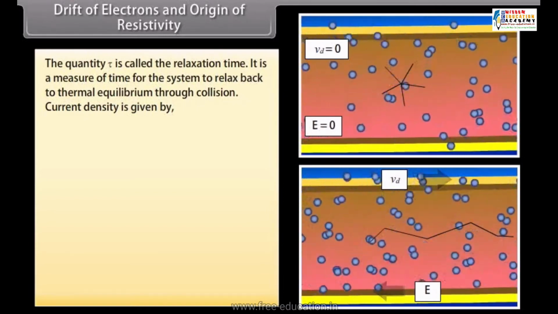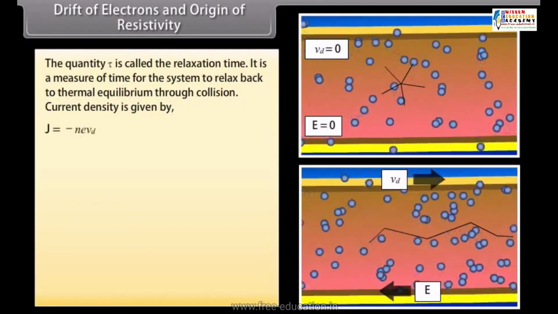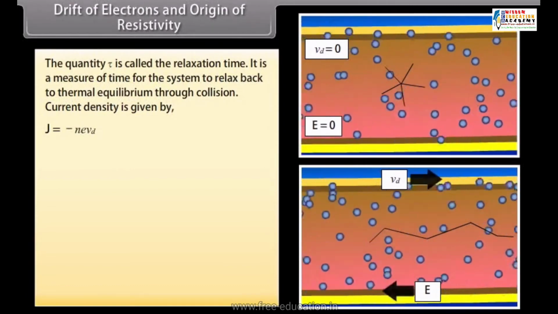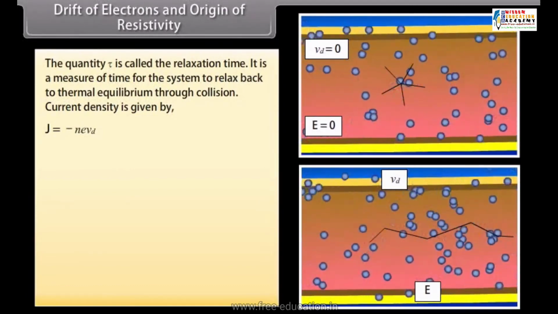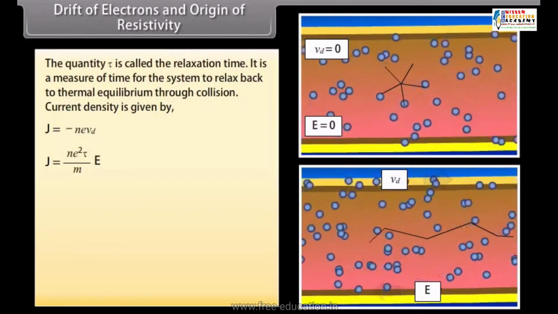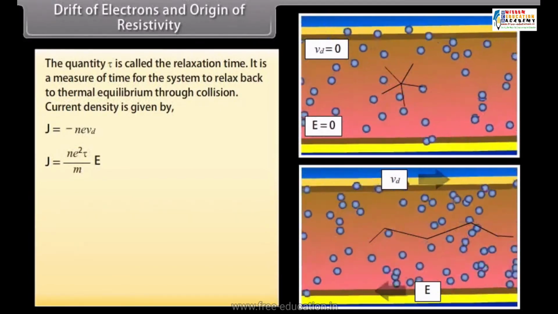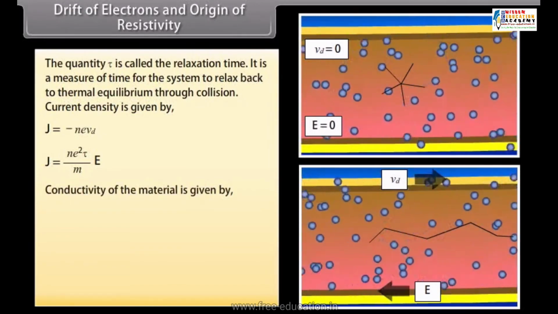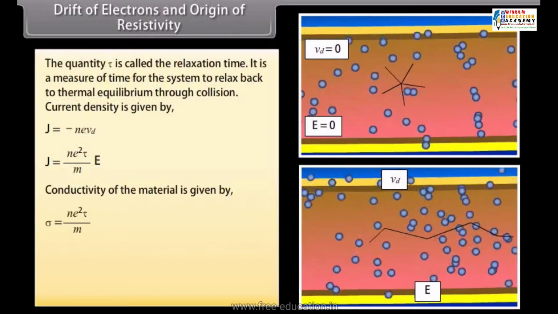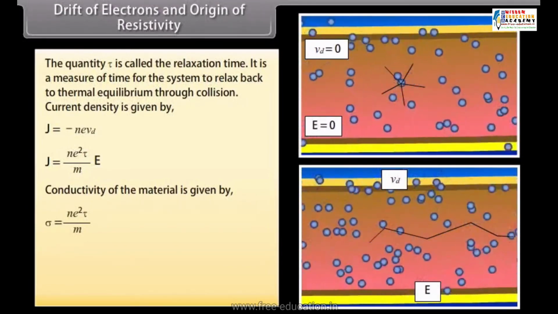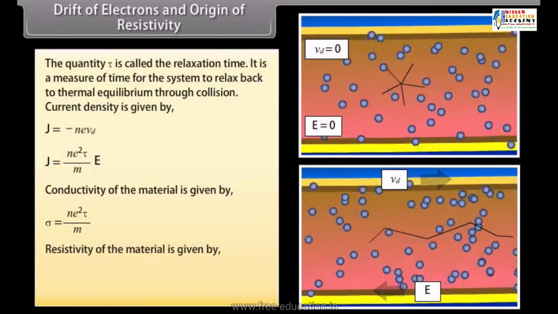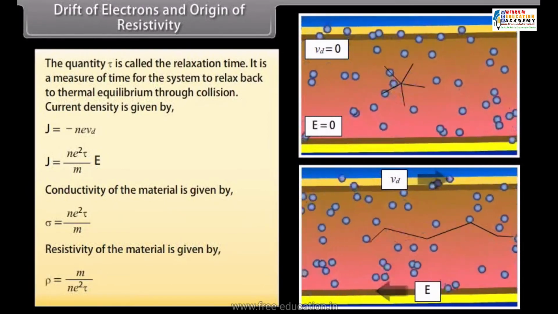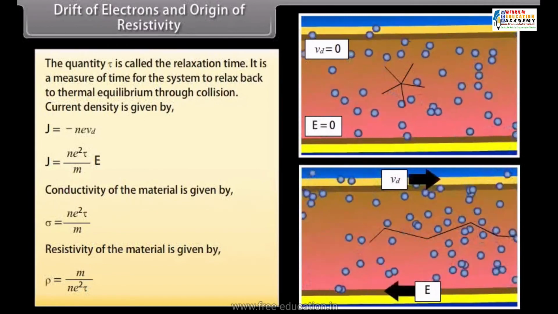Current density is given by J = -neVd. Putting the value of Vd in the above equation, we get J = (ne²τ/m) × E. Hence, the conductivity of the material is given by σ = ne²τ/m, and the resistivity of the material is given by ρ = m/(ne²τ).